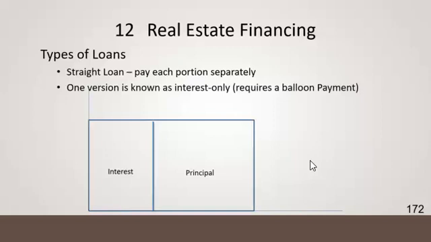Let me give you an example. A really good reason to use an interest-only loan is maybe in a market like the old Florida market. You buy a house today, and in 3 years, it's worth 40% more.